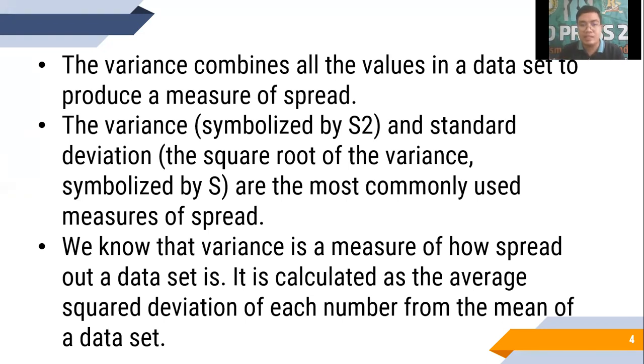And we know that variance is a measure of how spread out the data is. For example, when you look at your grades in the last semester, how far is the highest score from the lowest score? That is actually called the range. That is how we find out how spread out our data is. It is like spreading margarine or butter on bread. That is also how it works when you solve for the variance or standard deviation. It is calculated as the average squared deviation of each number from the mean of your data set.